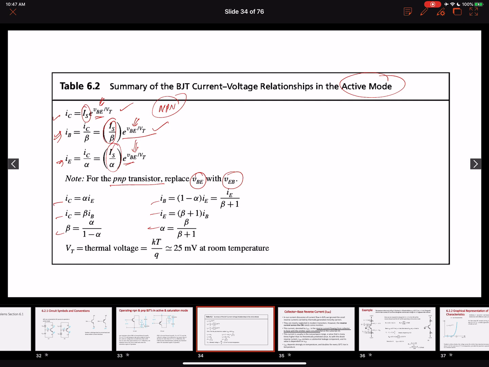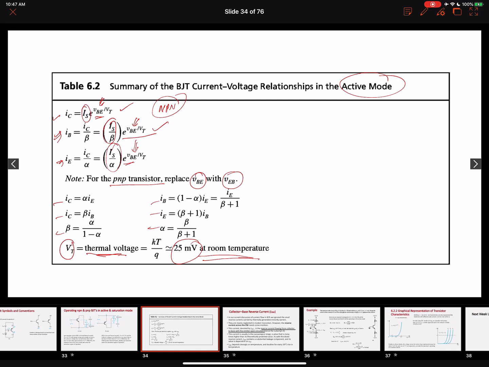So this is a good summary slide to have, with all of these equations in one place, if you are solving any example problems. Vt is the thermal voltage. If you remember the PN junction lectures from the earlier part of the course, its value is approximately 25 millivolts at room temperature.